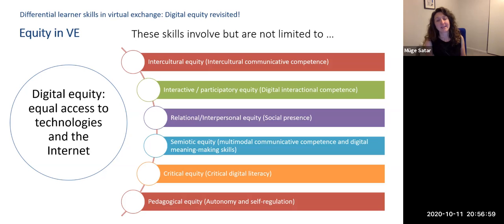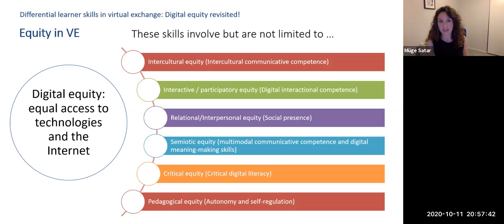So we would say that intercultural equity is important, brought on by intercultural communicative competence and related skills to establish intercultural affinity, but also interactive and participatory equity in terms of how digital interactional competencies play a role for equal participation and equal contribution. Also relational and interpersonal equity by knowing how to present yourself emotionally and socially, but also being able to understand others' presences and being able to give them a voice and make sure that everyone in the exchange is able to participate equally.